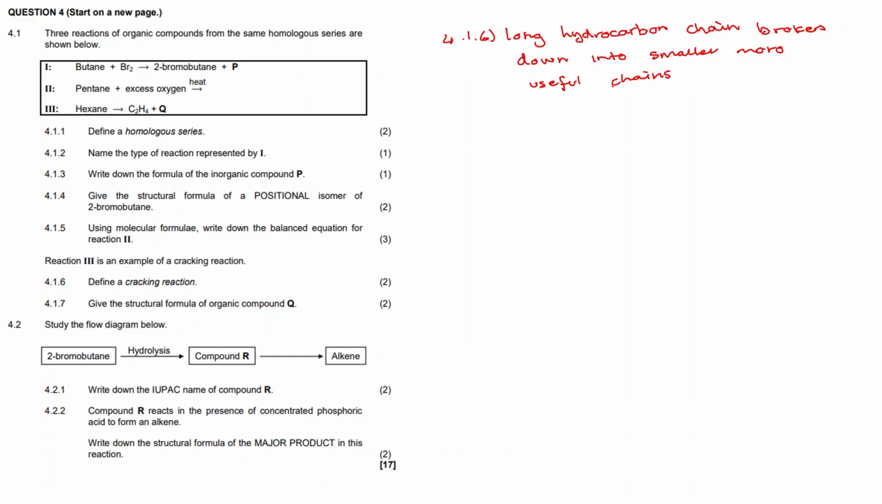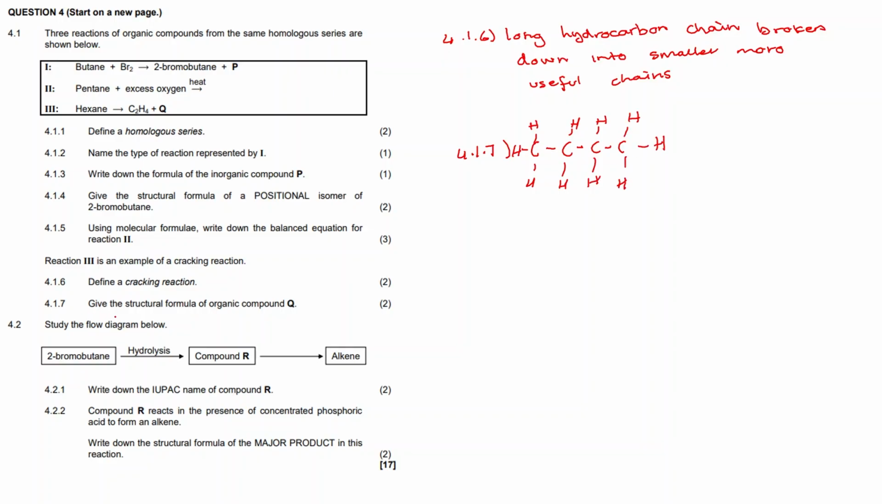Question 4.1.7. Give the structural formula of organic compound Q. As we can see, we start with hexane, and it forms ethene, as we have 2 carbon atoms and 4 hydrogen atoms. So, hexane originally has 6 carbon atoms and has 14 hydrogen atoms. So, if we say 6 carbon atoms minus 2, we get 4 carbon atoms, and we originally have 14 hydrogen atoms minus 4 equals 10. So, if we add 10, we get butene to be our structural formula.